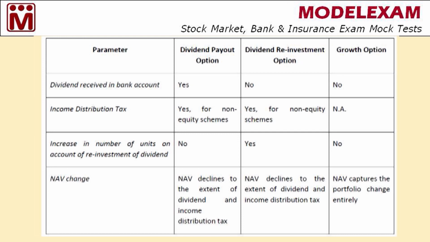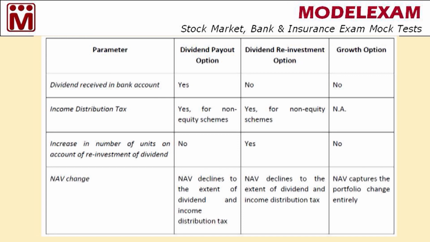Say the NAV is 10. This is the starting NAV. After a period of time, say 1 year or 2 years, let it be any time frame, the NAV becomes 15. At this point of time the NAV is the same for all options, dividend payout, dividend reinvestment and growth. The NAV is 15. So what is the profit here? Rupees 5 is the profit.